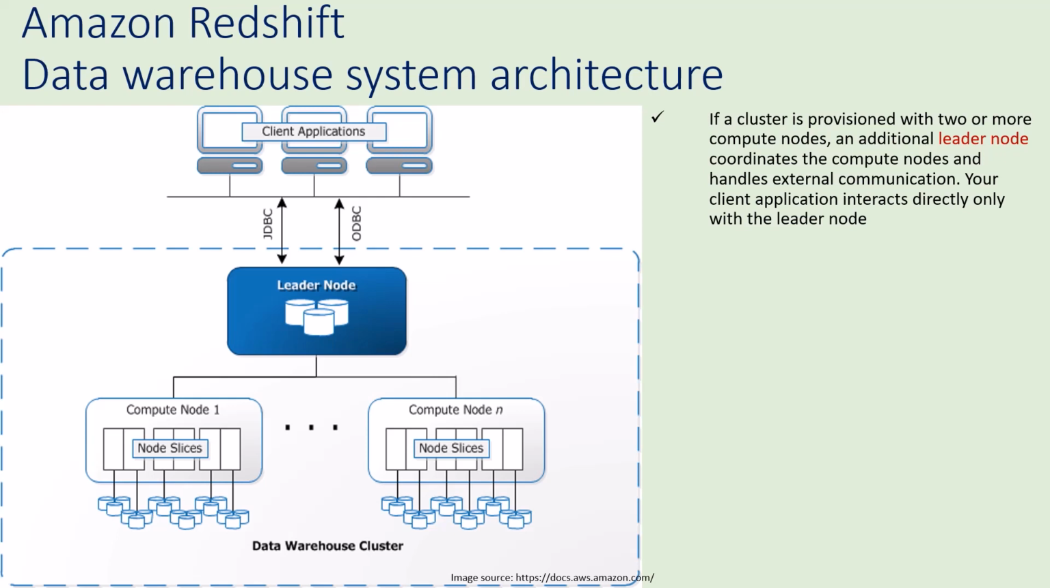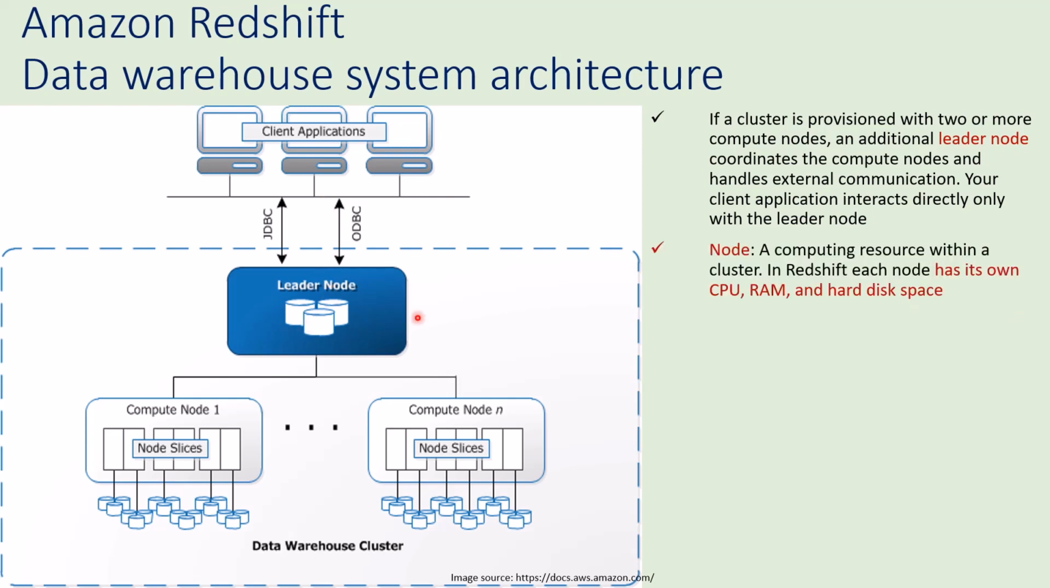If a cluster is provisioned with 2 or more compute nodes, an additional leader node coordinates the compute node, handles external communication, and your client application interacts directly only with the leader node over here, as you can see. Client interact with leader node only.